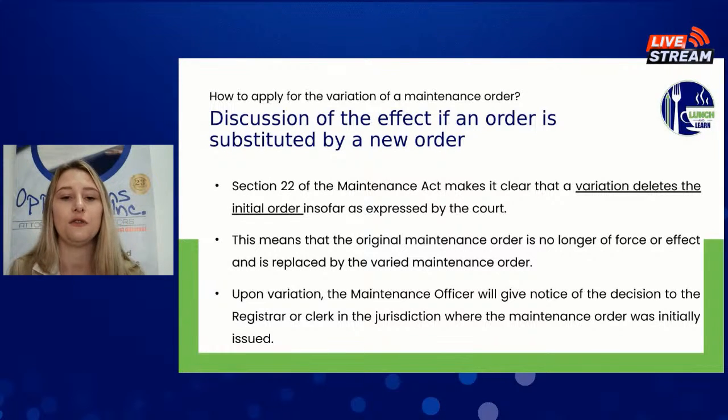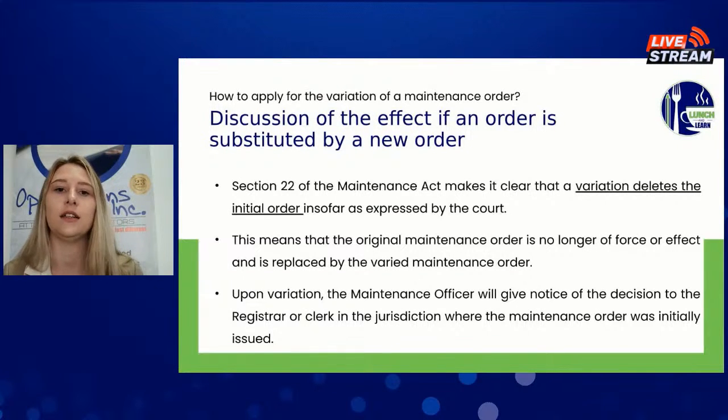Okay, so what is the effect? So this order, the original maintenance order, is now substituted by a new order. Section 22 of the Maintenance Act makes it clear that a variation deletes the initial order insofar as expressed by the court. So your initial order is now deleted. It does not exist anymore. Your substituted order becomes your new order that you will follow. So the original order is no longer in force, it has no effect, and it is actually replaced by the varied maintenance order. So what this means, the court has now granted this variation, for example, for an increase. This varied maintenance order becomes the one that you need to follow. So you disregard the original maintenance order.